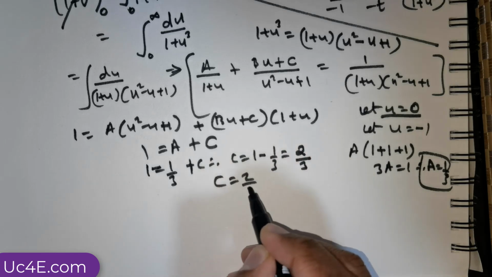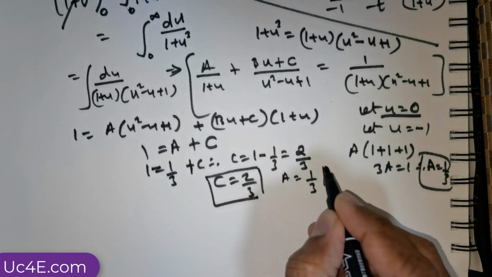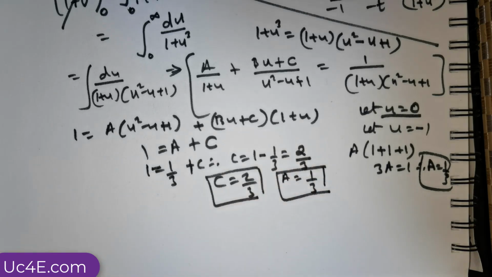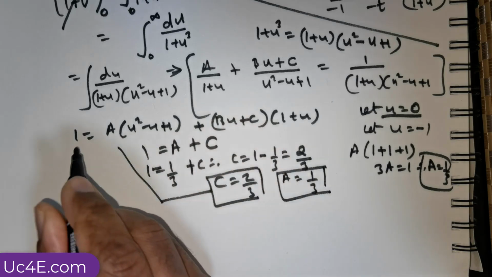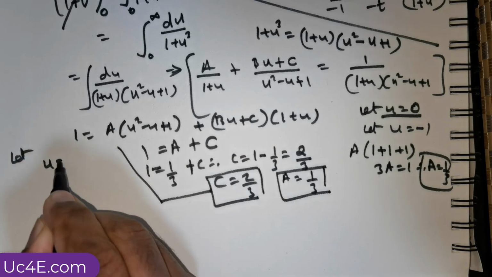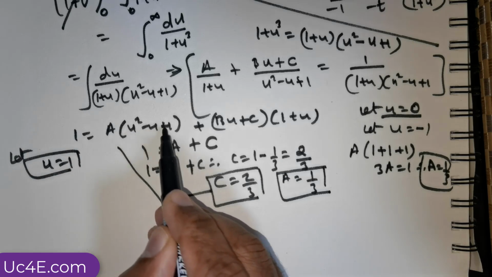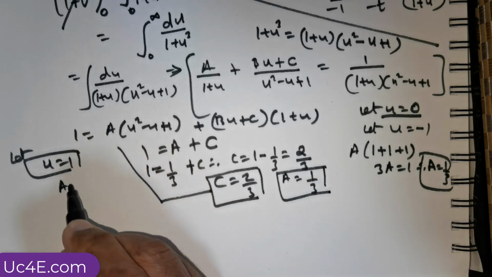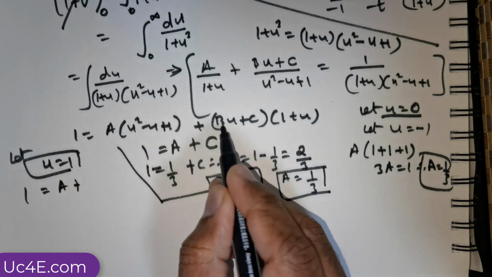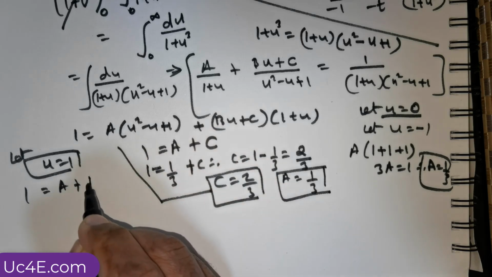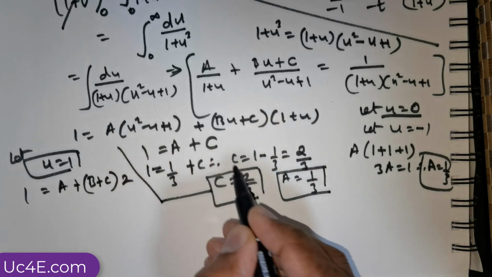So my c value is 2 over 3 and my a value is 1 over 3, and now I need to get the value for b. So I can simply substitute any value. Let me just take u to be 1. So let u be equal to 1. If I take u equal to 1, this is 1 plus 1, that's going to be just a there, a of 1, and this is going to be b plus c, and u is 1, 1 plus 1 is going to be 2. I know the value for c.